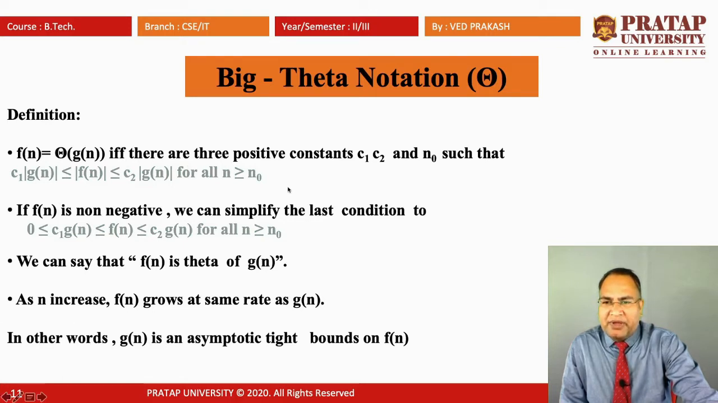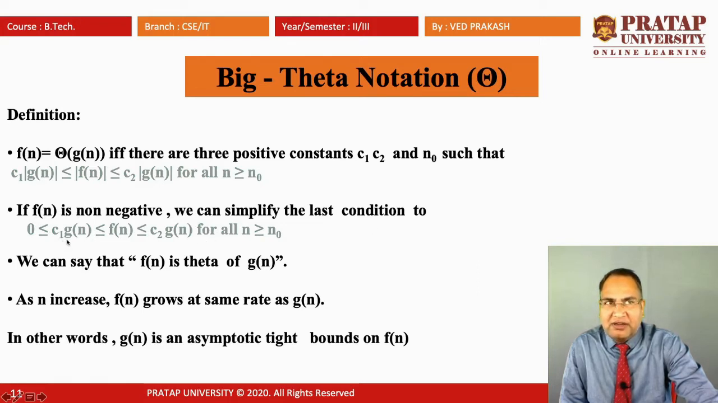According to the definition of the big theta notation, F(n) is theta of G(n) if there are three positive constants C1, C2 and n naught such that C1 multiplied by G(n) is less than or equal to F(n), and C2 multiplied by G(n) is greater than or equal to F(n). In other words, the value of the function F(n) is between two constant multiples, C1 G(n) and C2 G(n). According to the definition, if F(n) is non-negative, we can simplify the last condition as mentioned here.